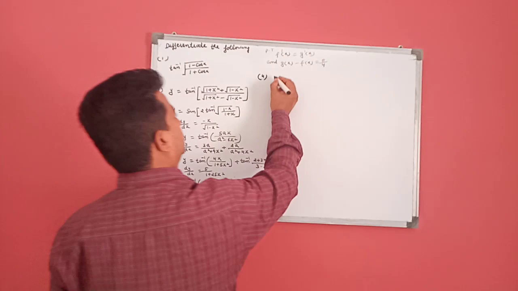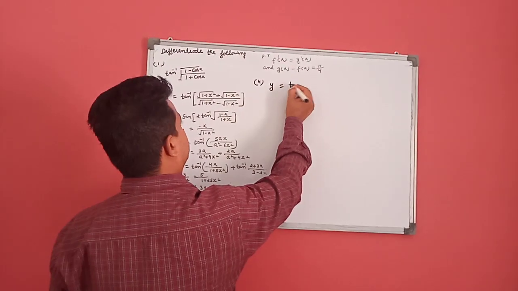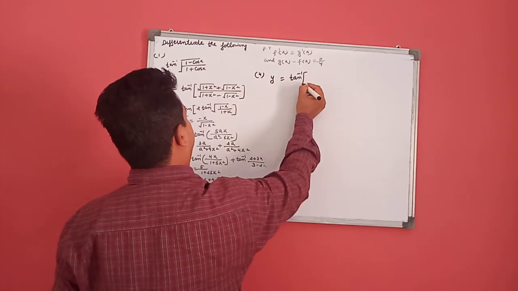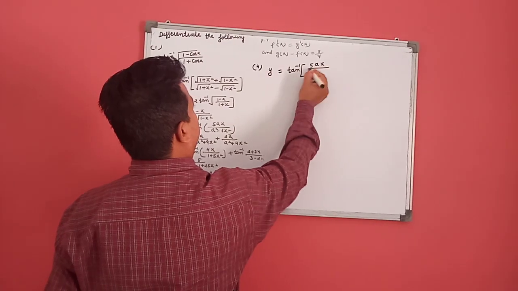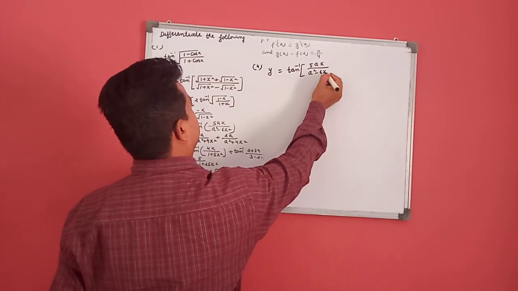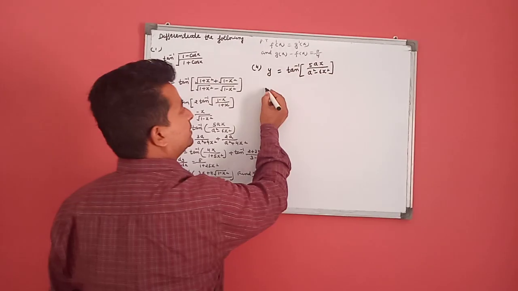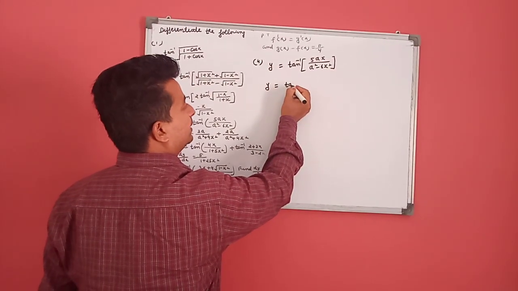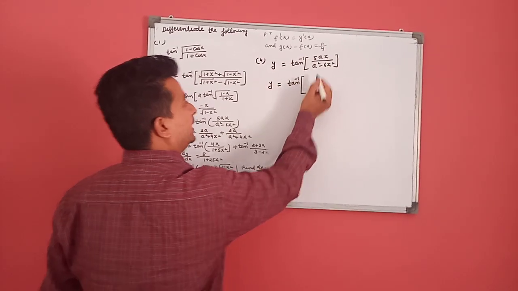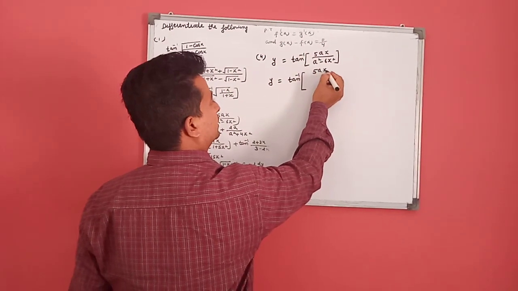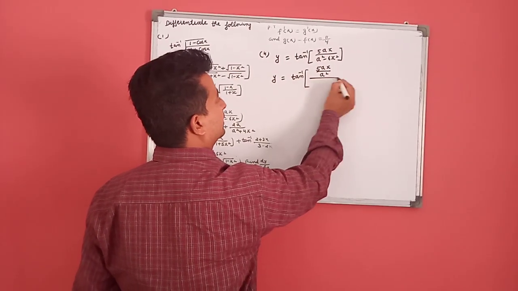Question number 4. The statement is y is equal to tan inverse of 5ax upon a square minus 6x square. This is a very tricky question. The first trick in this question is we divide first this by a square.